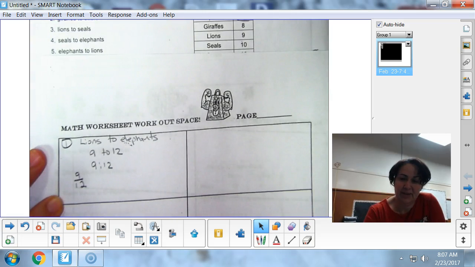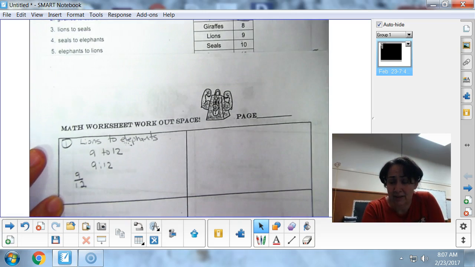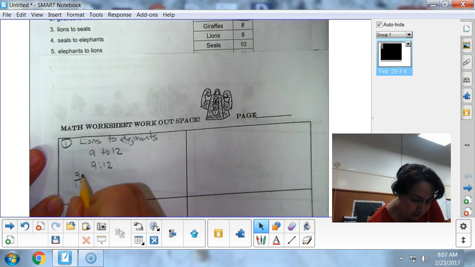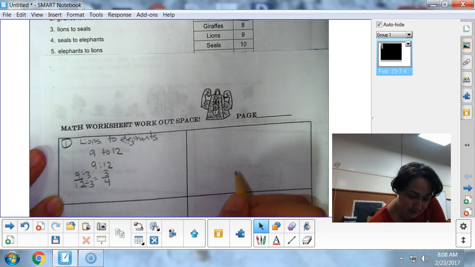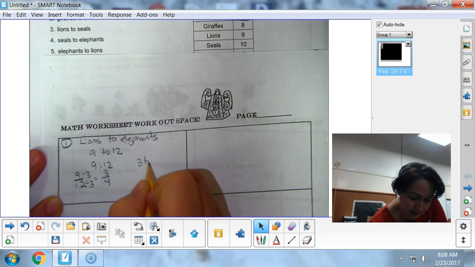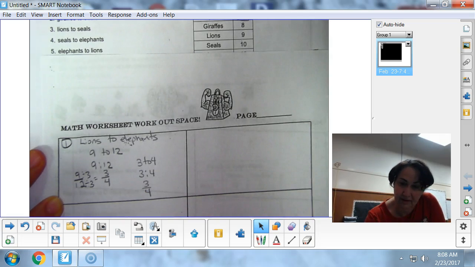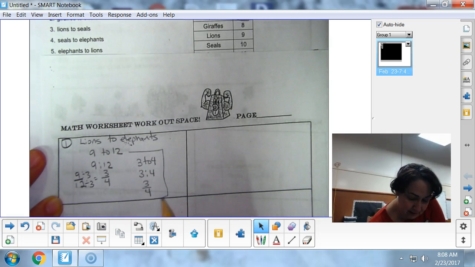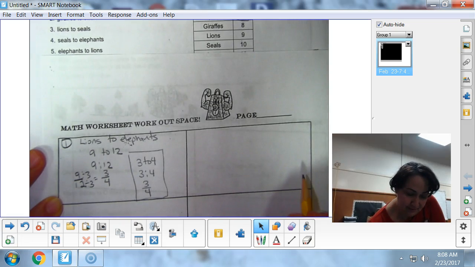Now I'm going to ask you, does anything evenly divide into 9 and into 12? And the answer is yes, 3 does. So if I simplify this by 3, I get 3 over 4, right? So I get 3 to 4, 3 to 4, and 3 to 4. Okay? So that is my final answer.